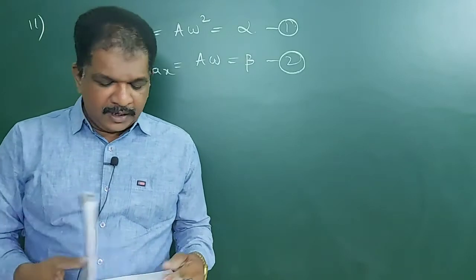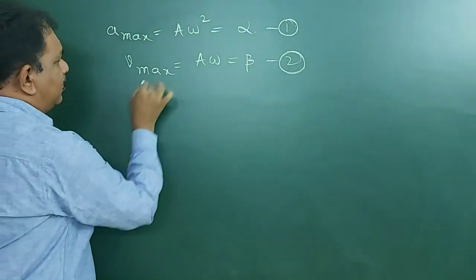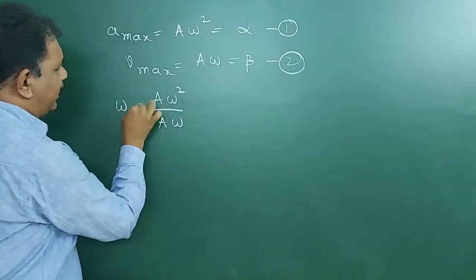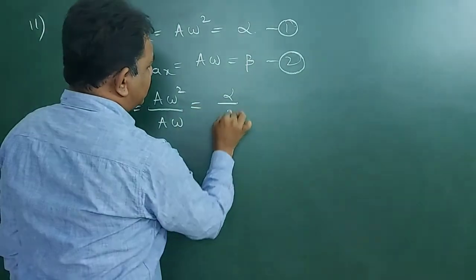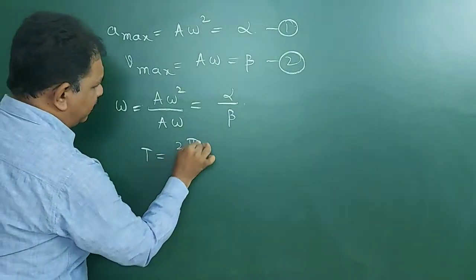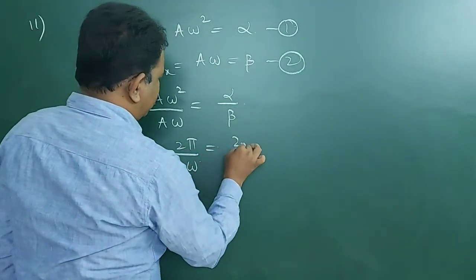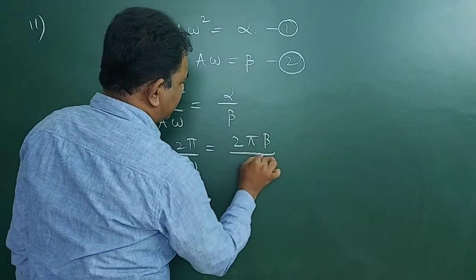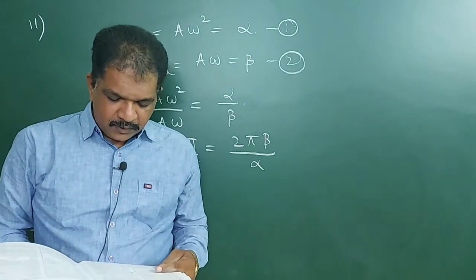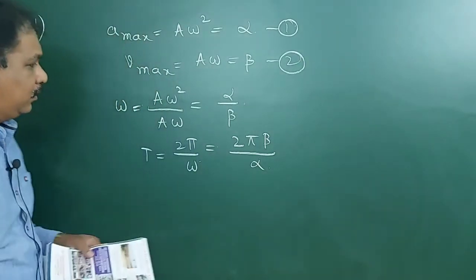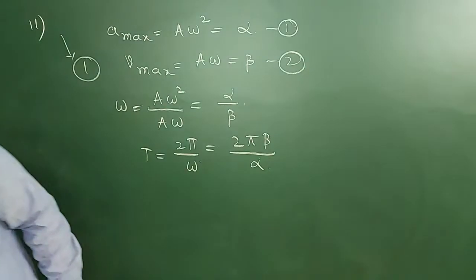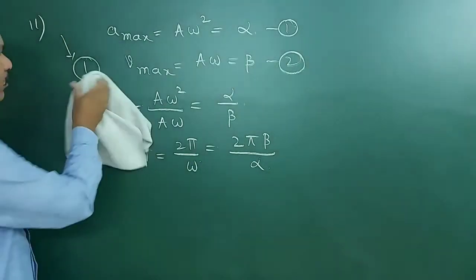Then the time period. This a omega square by a omega, if you do, we will get the omega value. This is equal to alpha by beta. Time period is 2 pi by omega, so 2 pi beta by alpha. Okay. So the 11th question, it will be the first option. Clear? Next, see the 12th one.